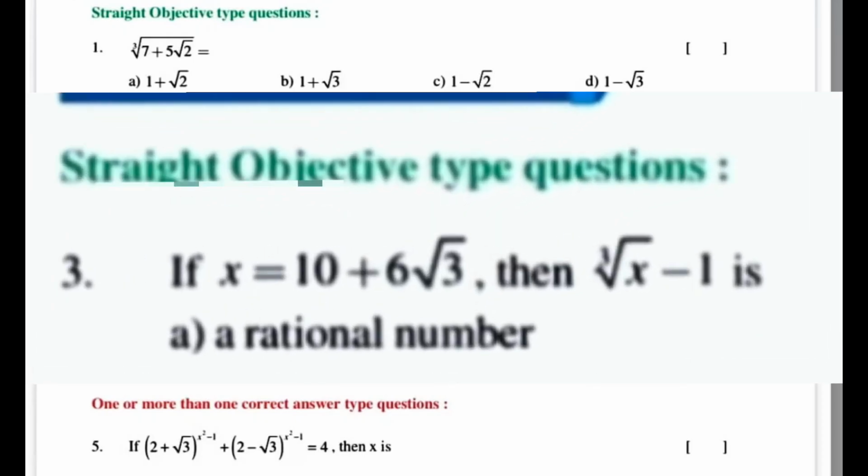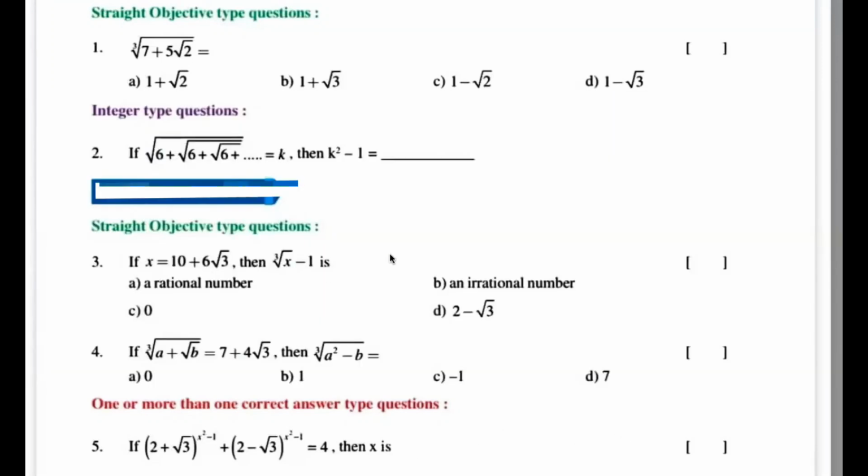What can we do? They are talking about the cube root of this x, right? So we'll look at this. What will be the cube root of x? We'll say that this is of this form. So the cube root of x will be x plus root y, right? So we'll just use this x plus root y and then back calculate.